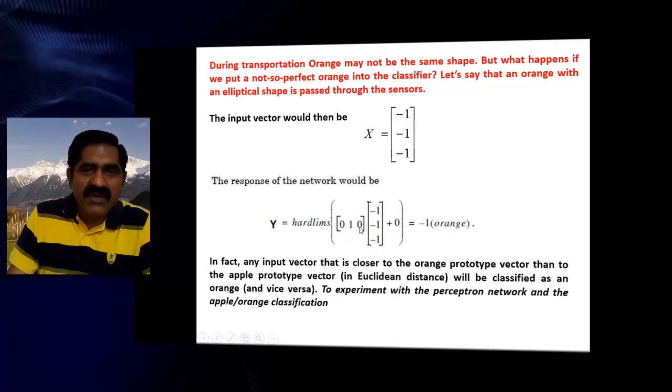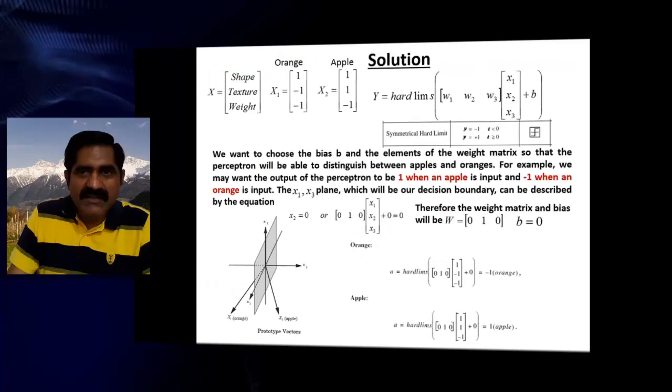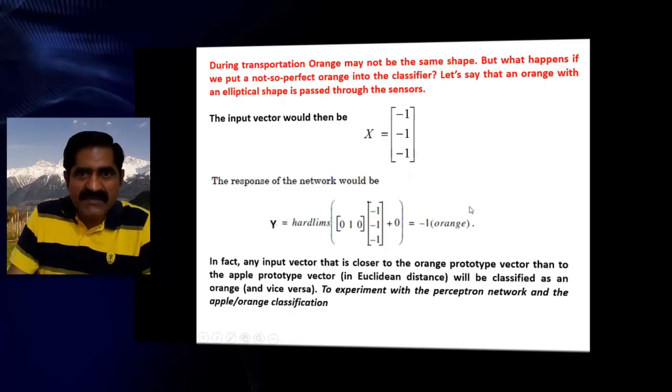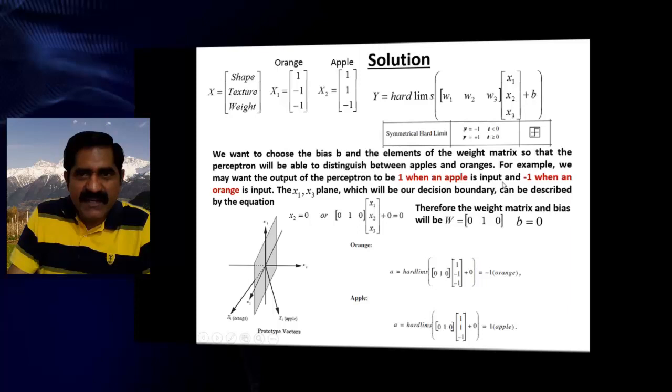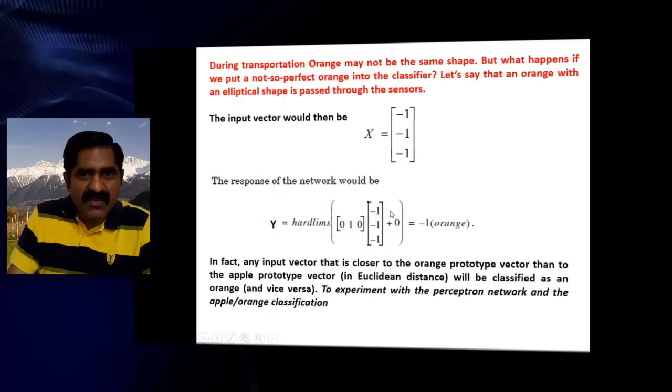So if you take 0, 1, 0 with -1, -1, and bias 0, the net input becomes -1. So -1 is less than 0, then according to the activation function, if it is less than 0, output will become -1. So output -1, as for the earlier one, -1 indicates orange. So we will keep this fruit in the orange location.